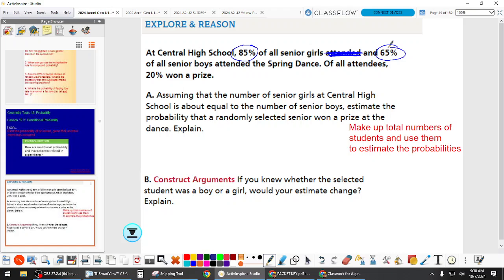I want to ask you this one first. If you knew whether the selected student was a boy or girl, would your estimate change? So that's that condition part, right? Does it change the probability if we know the gender of the person who won the prize? How? Or why? Because it would be the total. Okay, so it's narrowing down the total to one group. Good. And also because more girls went, right?